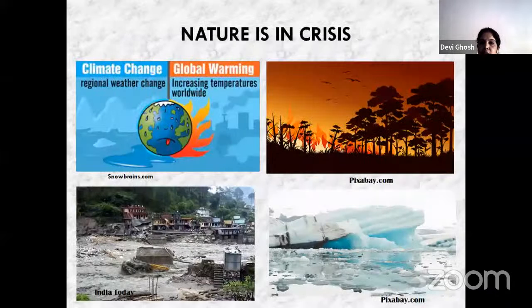So here we can see nature is in crisis. When we say nature in crisis, we are talking about climate change and global warming. Global warming is supposed to be one of the major causes for climate change. And we can see the impacts in the forest fires, we can see the floods, we can see the melting of the glaciers.